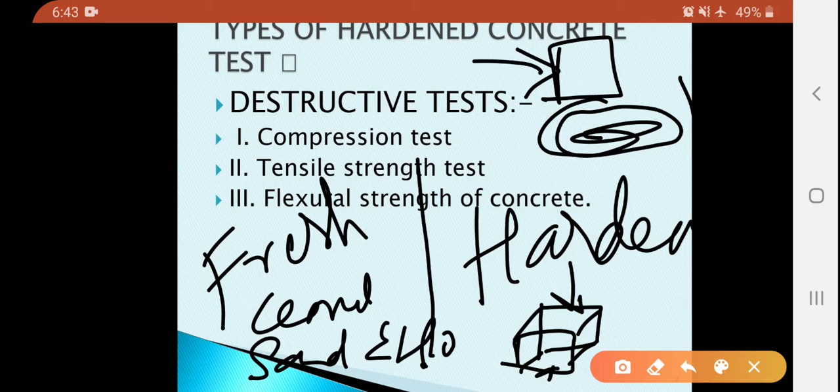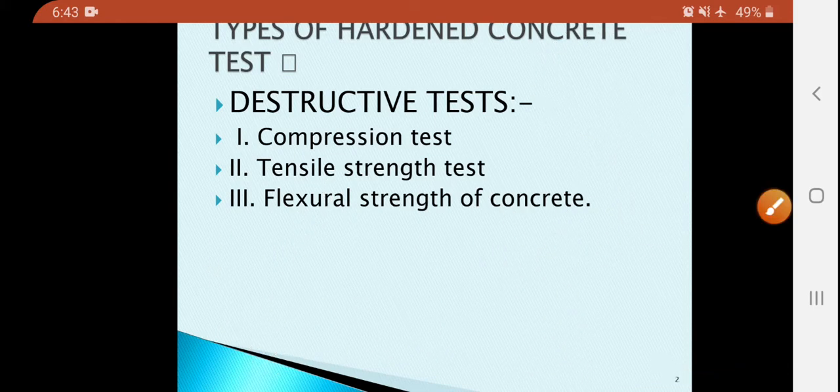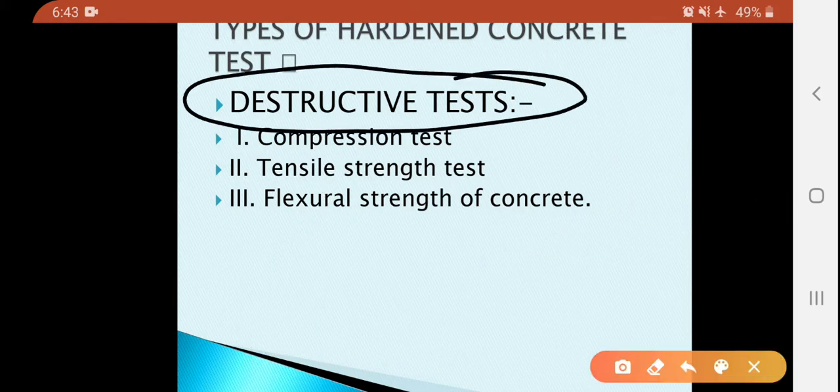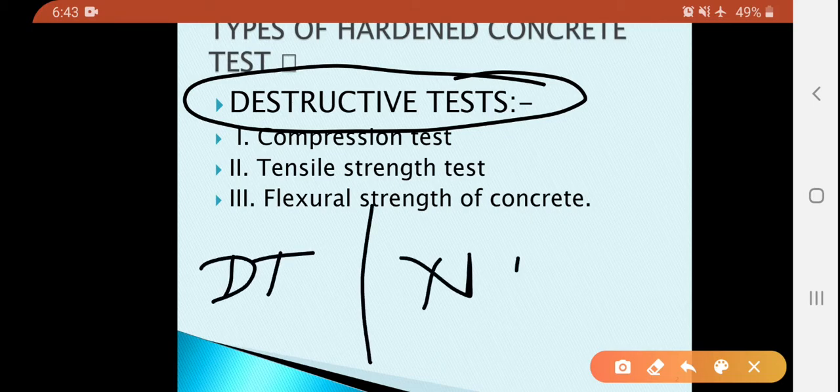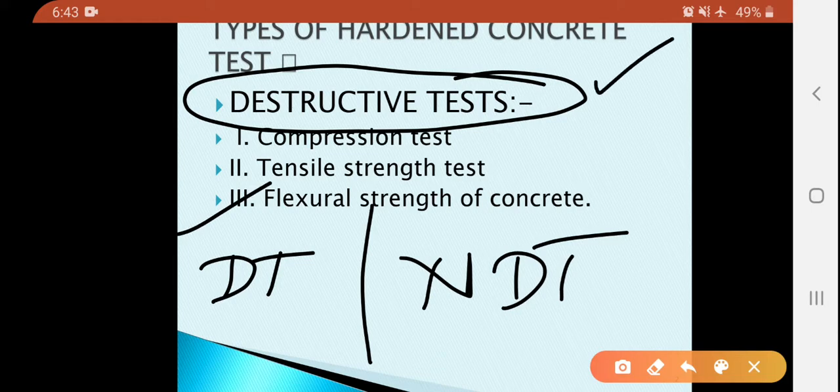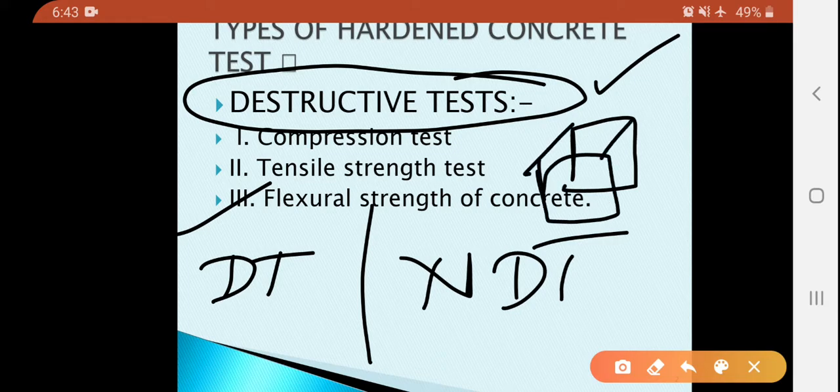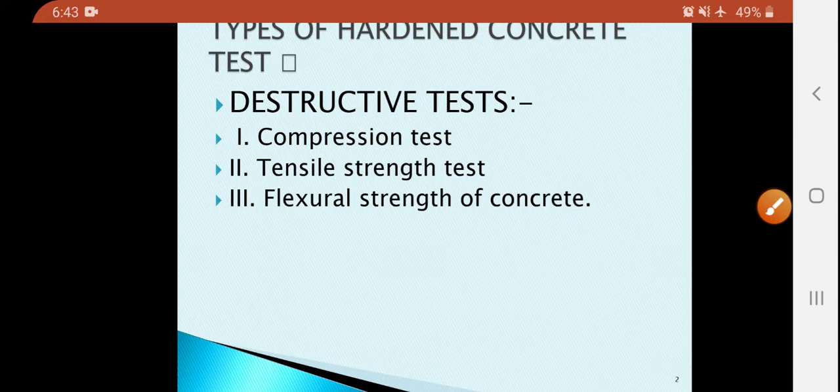Let us see what tests are to be used. First one, destructive test, and then non-destructive test. So what do you mean by destructive? As the name indicates, in a destructive test the property or shape of the concrete is removed or destructed.